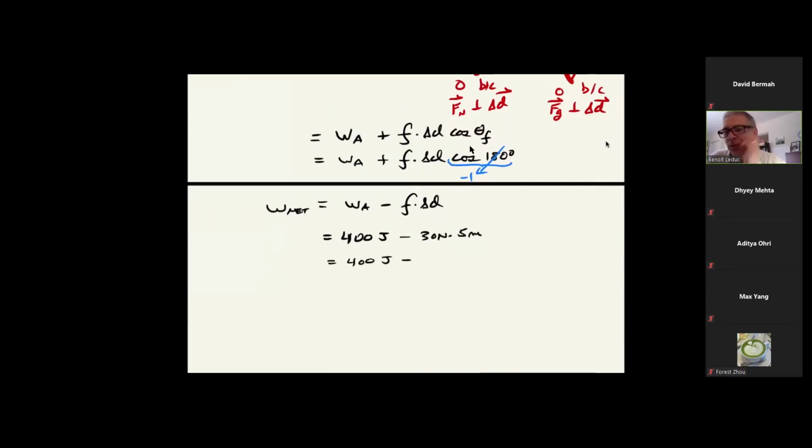So you can see that the force and displacement is all absolute value, right? The sign will be taken care of by the cos. All right, so 30 will give me like 150 joule. And so 250 joule. So this is the net force.